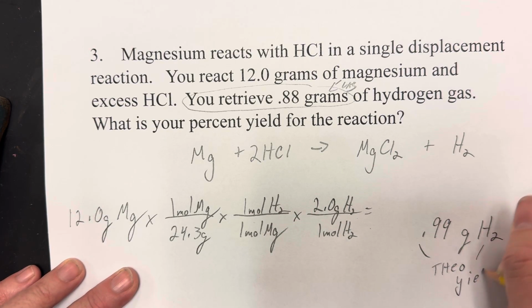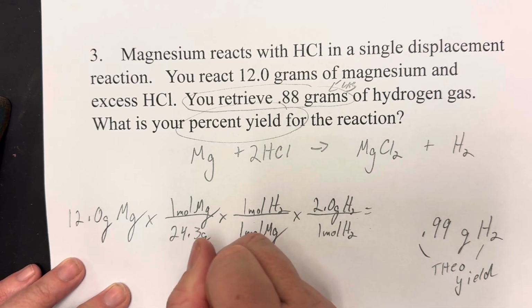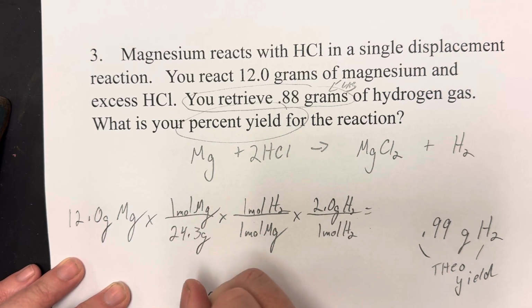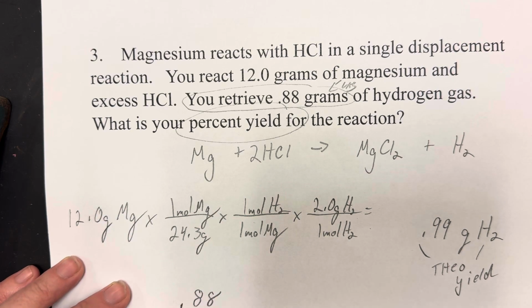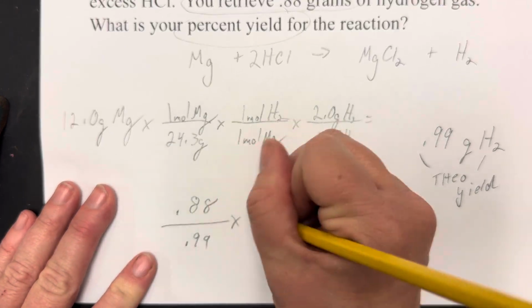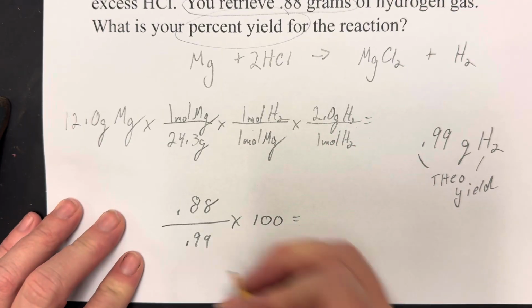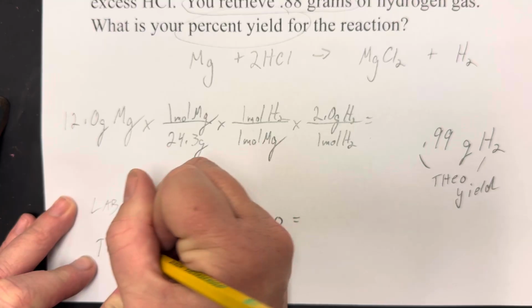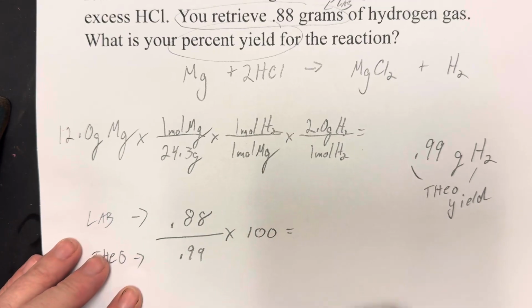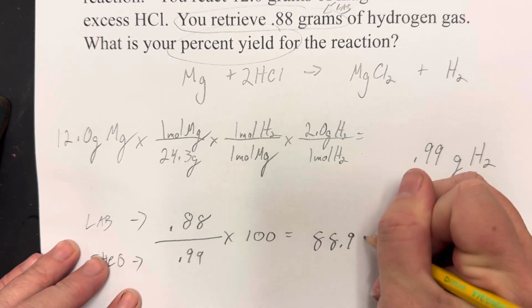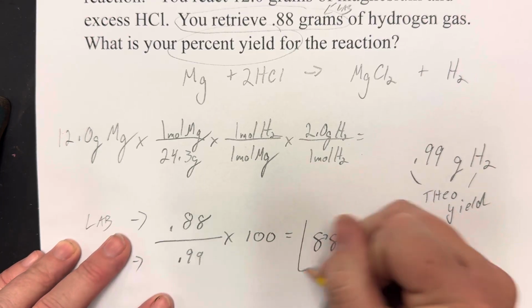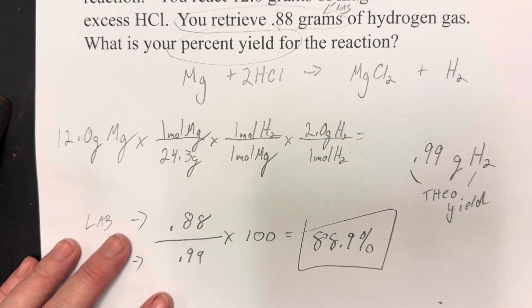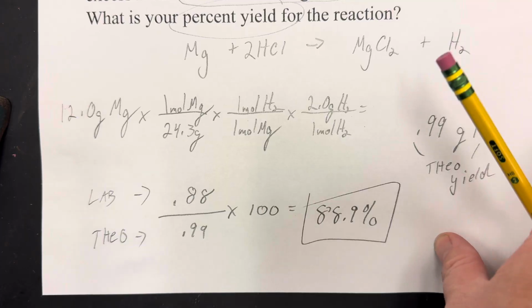All right. I've asked for your percent yield. You're going to take your lab value, 0.88, divide it by your theoretical, 0.99. Oh, sorry, I'm off screen. And multiply that by 100. So again, that is your lab. This is your theoretical. All right. And when I do that, I get about 88.9% yield as my final answer. All right. Okay, let's take a look at number 4.